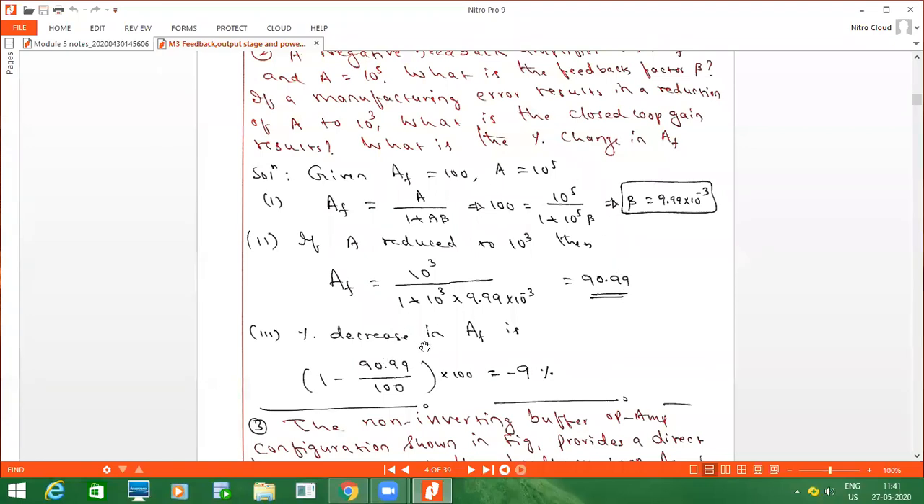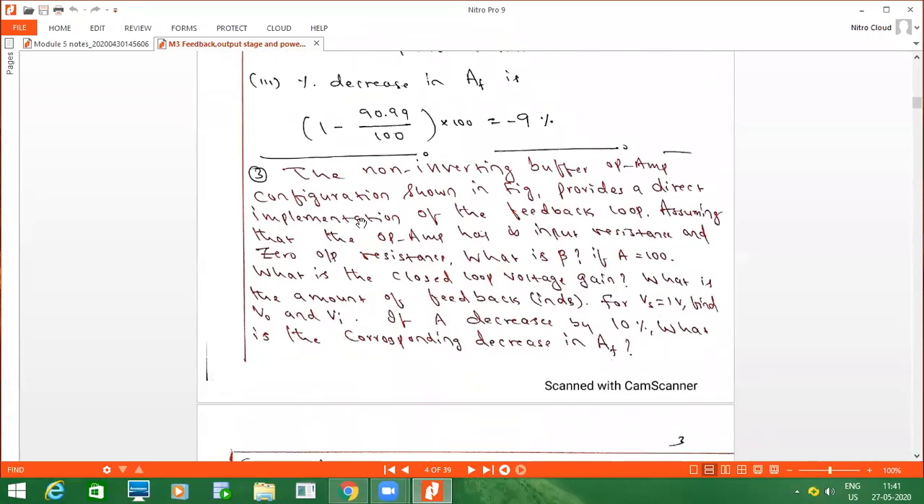Now if I calculate the change, it is delta AF divided by AF. Delta AF is 90.99, AF is 100. So when I put these two in, I get -9%. -9% of change I am going to get here. Okay, so this is the second problem.